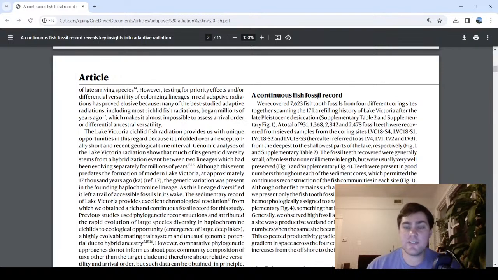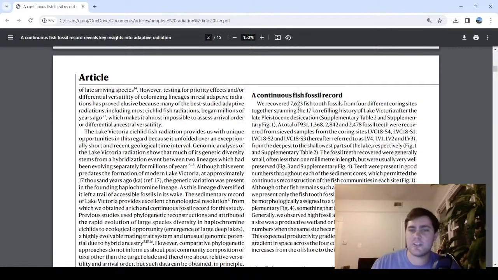A continuous fish fossil record. We recovered 7,623 fish tooth fossils from our different coring sites, together spanning the 17,000-year refilling history of Lake Victoria after the late Pleistocene desiccation.